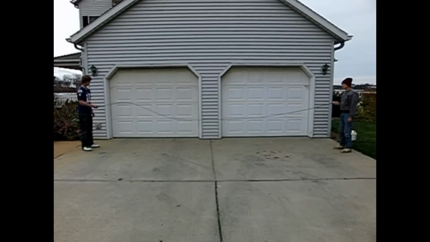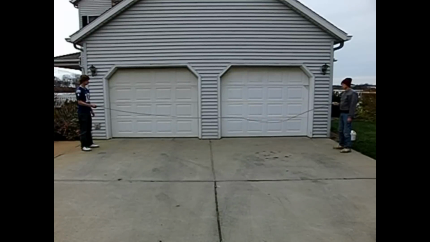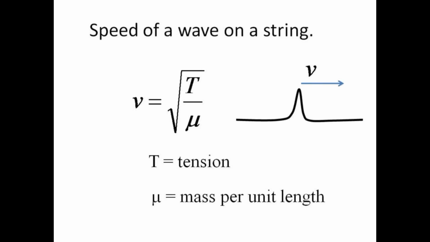A wave pulse travels along a string with a speed that increases with the tension in the string and decreases with the density of the string. The wave speed is equal to the square root of the tension T divided by the mass per unit length mu. Increased tension leads to higher speeds, and increased string mass leads to slower speeds because of the extra inertia.